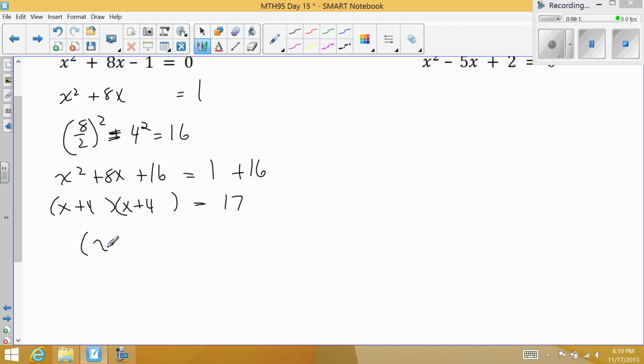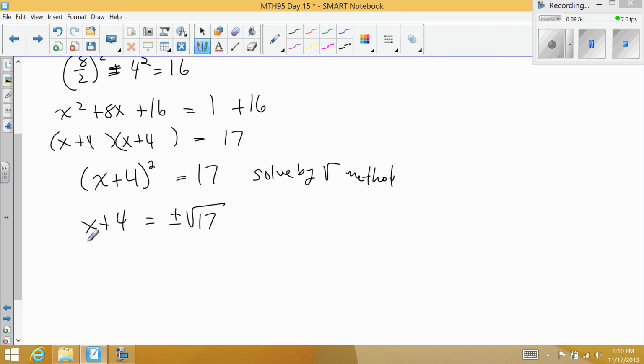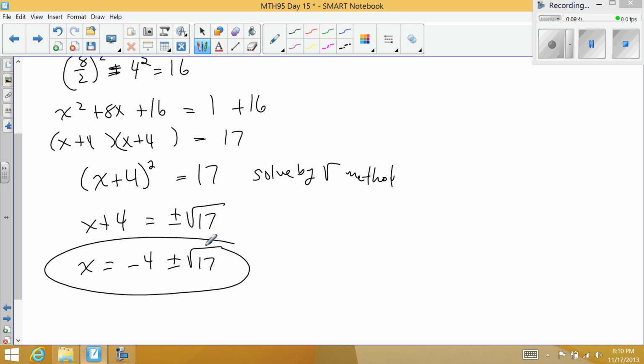So now we have a quadratic equation in completed square format, and we can now solve by the square root method. That gives me x plus 4 equals plus or minus the square root of 17. And then to get the x by itself, we need to kick the 4 over to the other side, so we subtract 4 from both sides, and we get -4 plus or minus the square root of 17. And we have solved by completing the square.